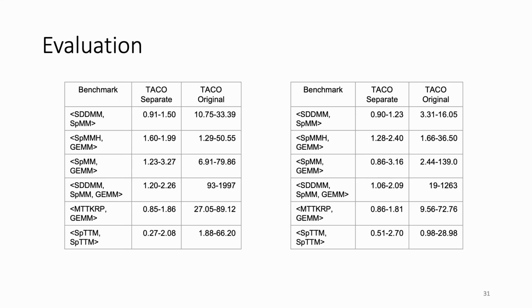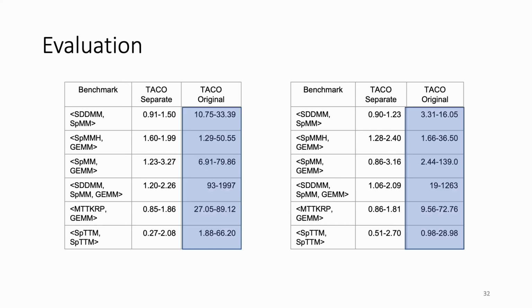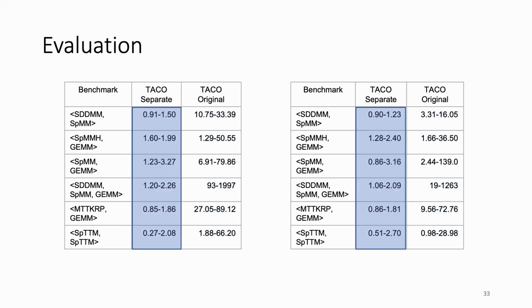Now, let's see SparseLNR's performance against Taco separate and Taco original executions. In general, the speedups we see against the Taco original come from the reduction in time complexity. We see this behavior in both single-threaded and multi-threaded executions. The speedups we see against the Taco separate come from not using a large temporary tensor and cache benefits. We see the same behavior in both single-threaded and multi-threaded executions.